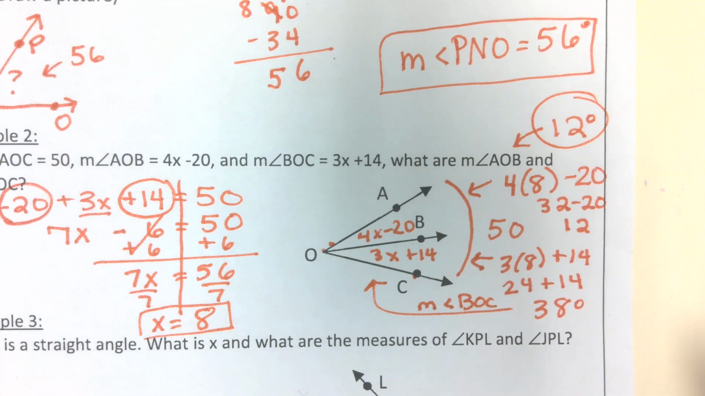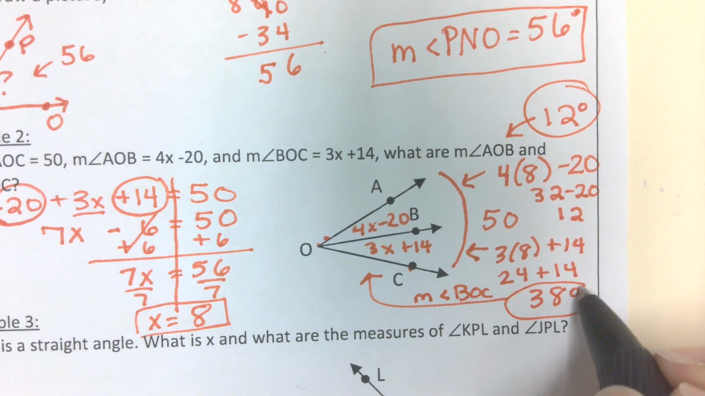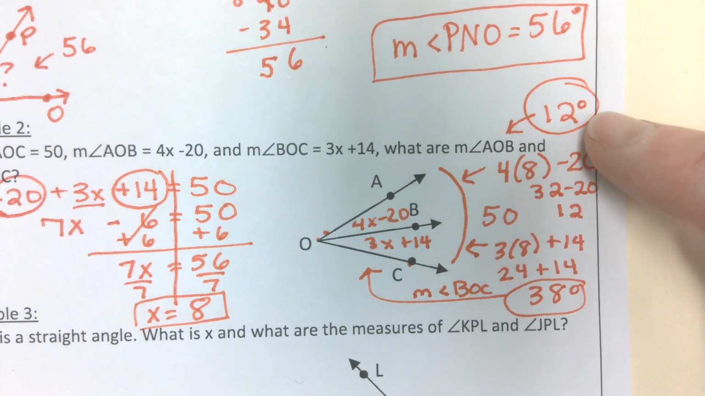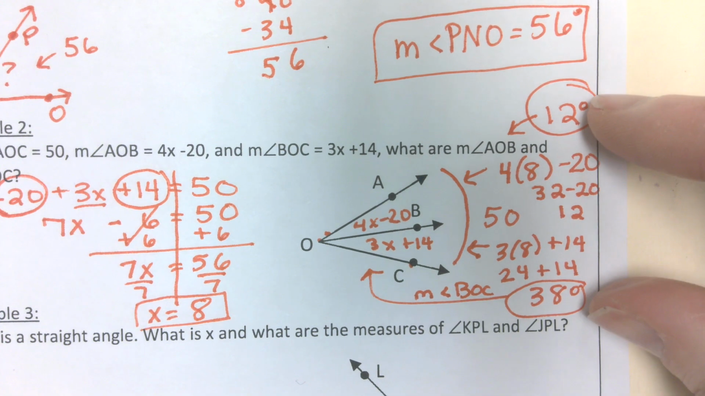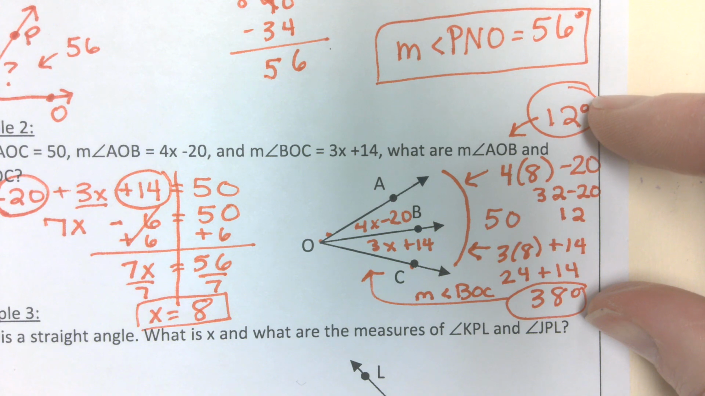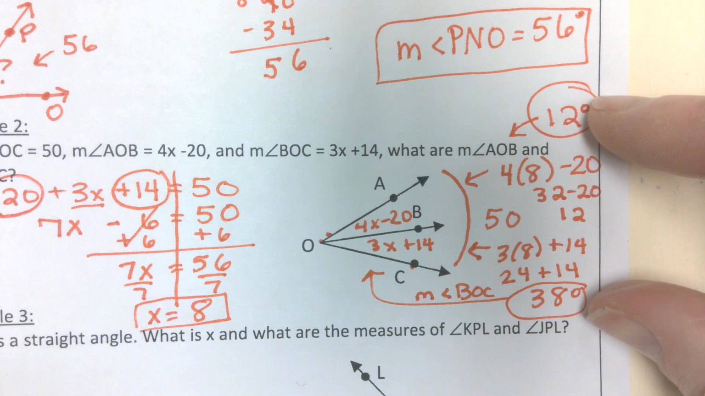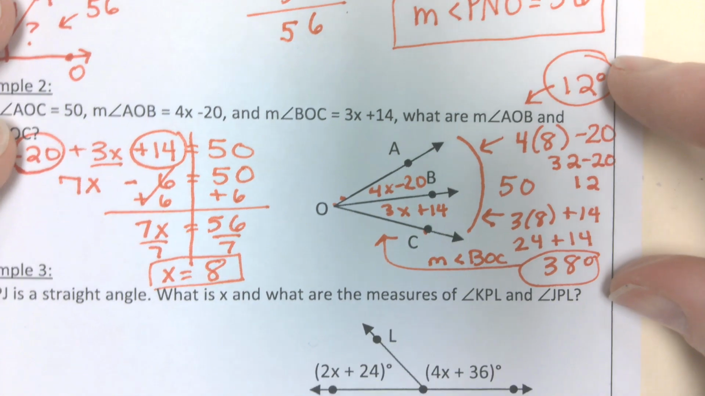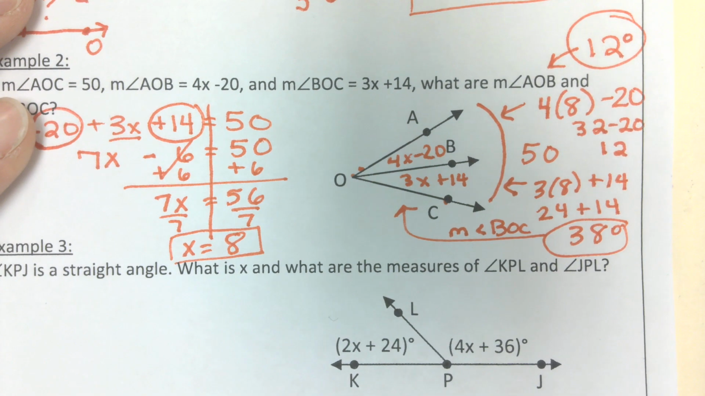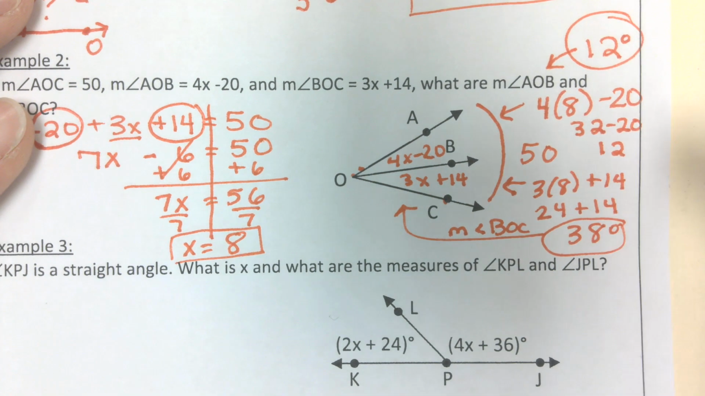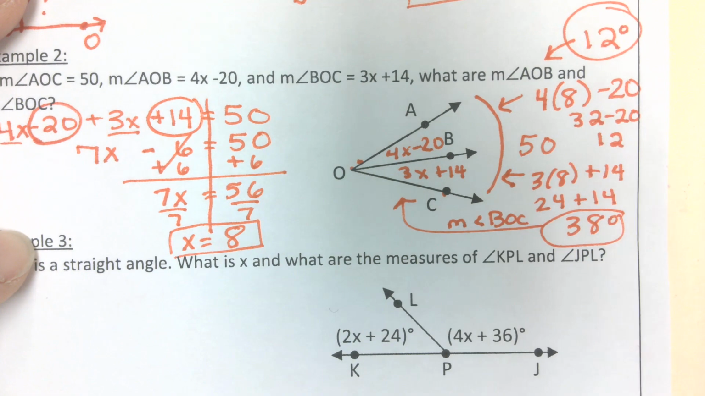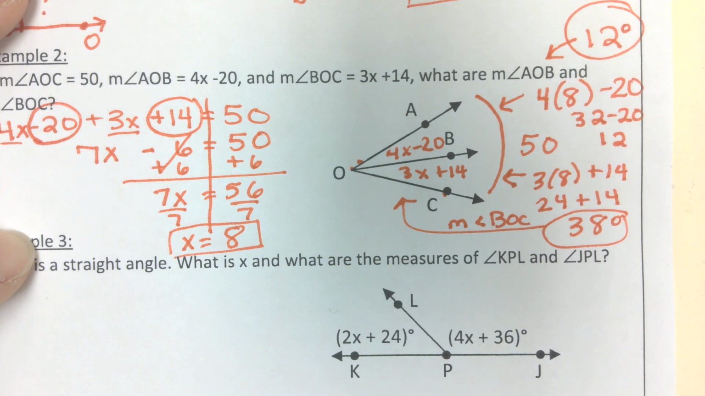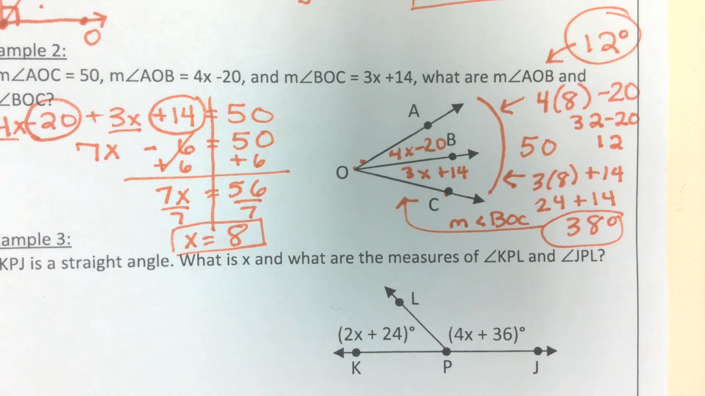So we have AOB and BOC. To check our work, we would just make sure that together they add to equal 50. So 12 plus 38, does that equal 50? Yeah, and if you're not sure, use the calculator. So this requires you to set up an equation, solve it, and then substitute it in to find the actual measures.